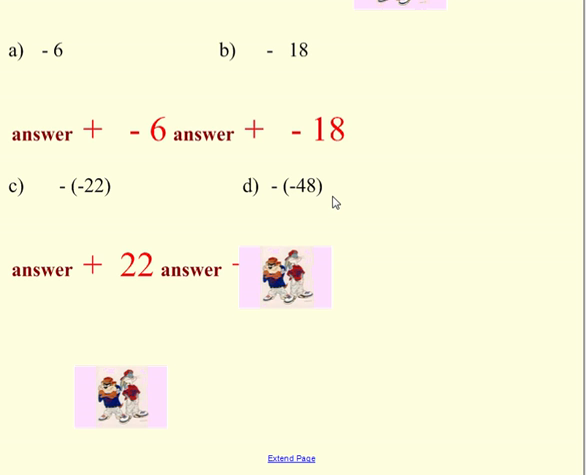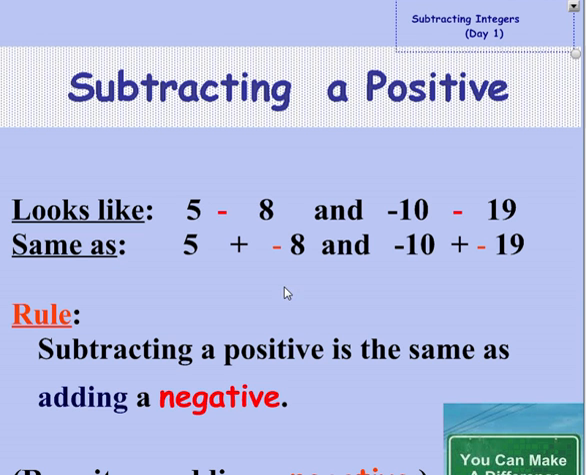I guess you could kind of think of it as just taking away something you just purchased at the store when they're giving you store credit. So you're going to add $48. Okay, so first rule is anytime I have subtracting a positive number, I'm just going to rewrite it as adding a negative. So 5 minus 8 is negative 3. But 5 plus negative 8 is also negative 3. Negative 10 minus 19, I believe that's negative 29, and I will get the same answer for the addition problem.